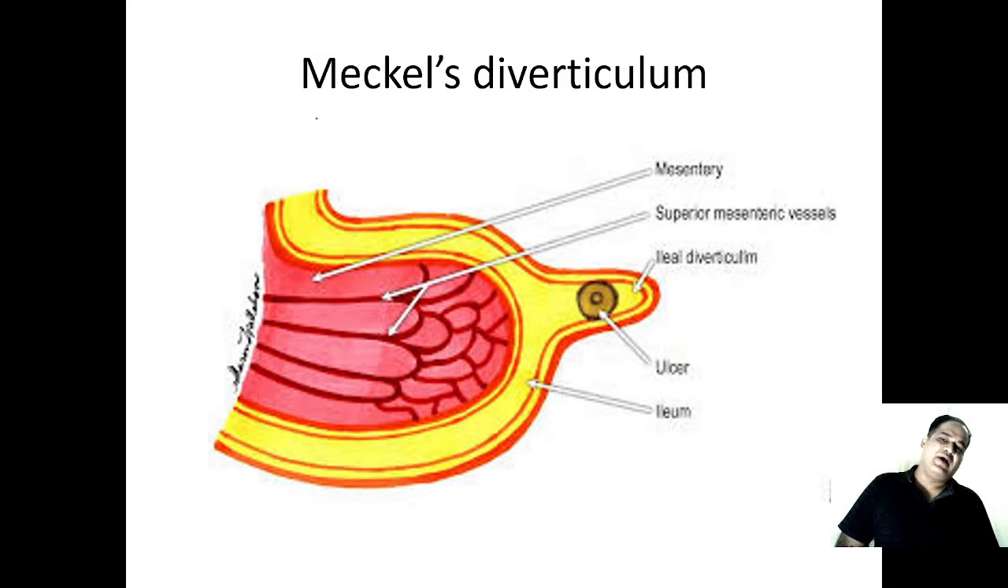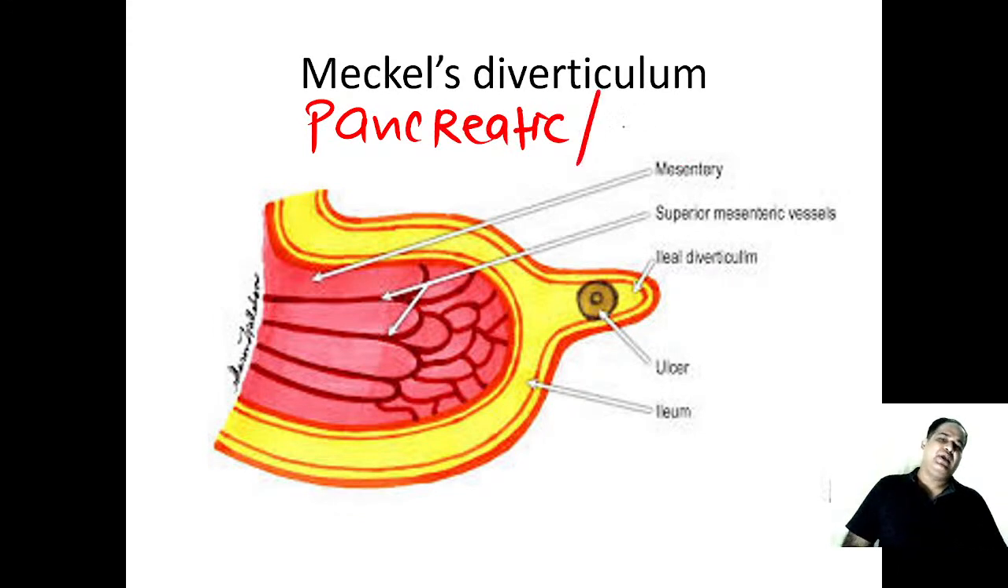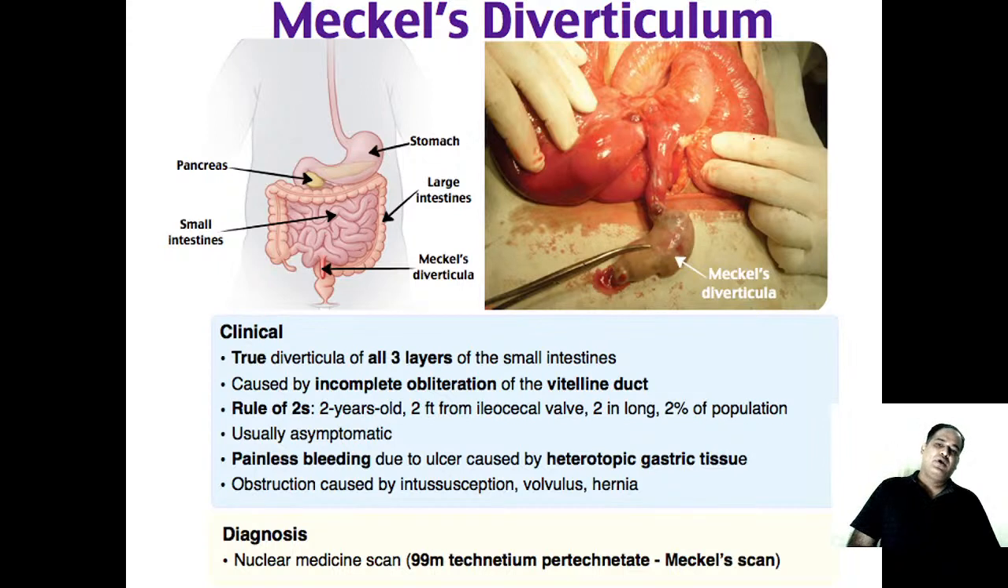Why does it have ulcers? Because it may have pancreatic tissue. It may have gastric mucosa also. Now both of them can cause ulceration.